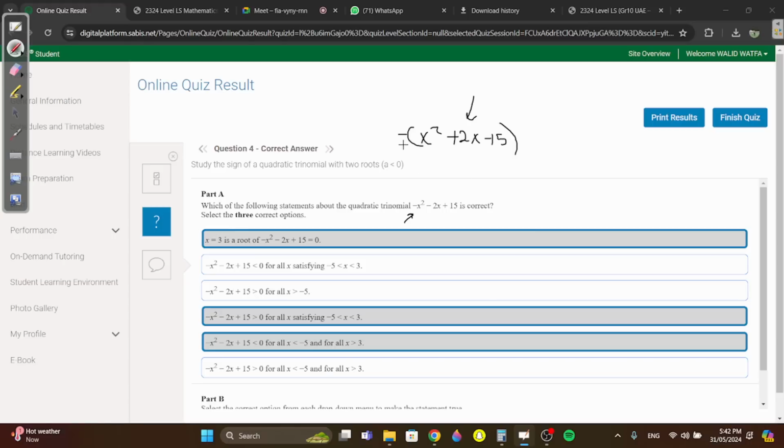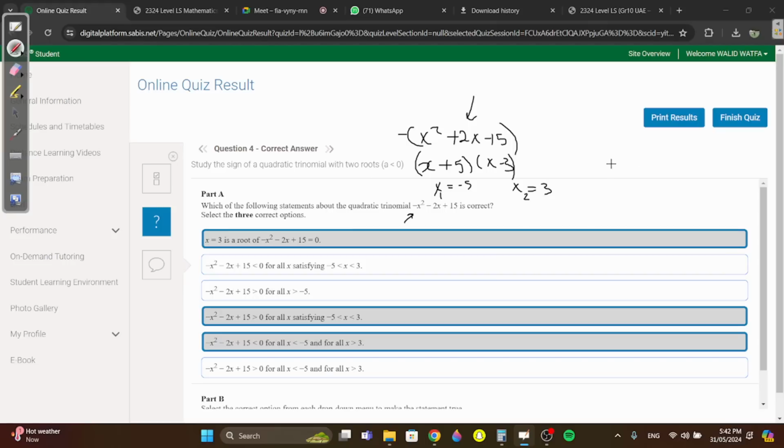So let's factor. I took out the negative, it became minus (x squared plus 2x minus 15). Factor this out. Which numbers when you multiply, you get 15, and when you subtract them, you get 2? It's going to be 5 and 3. So (x plus 5)(x minus 3). So what are my two solutions? x equals minus 5 and x equals 3. So x1 equals minus 5, x2 equals 3.